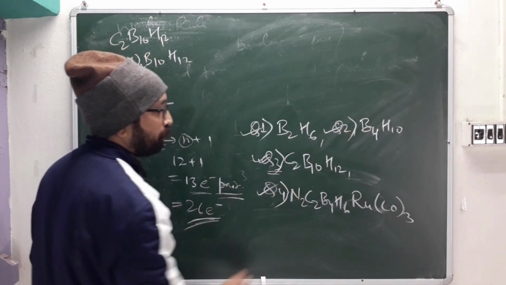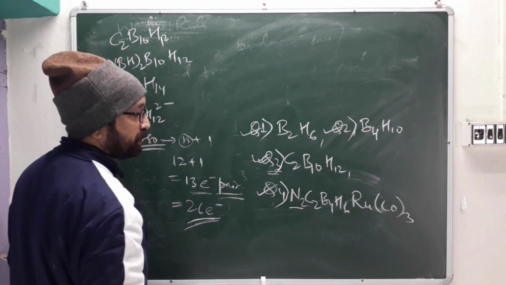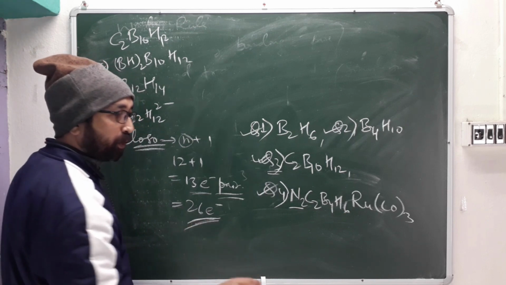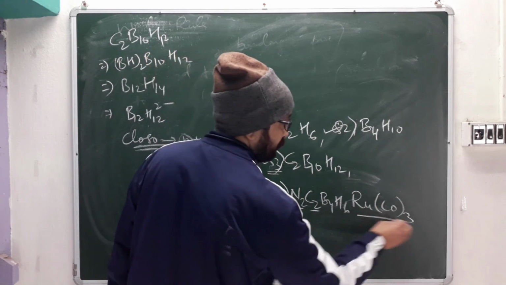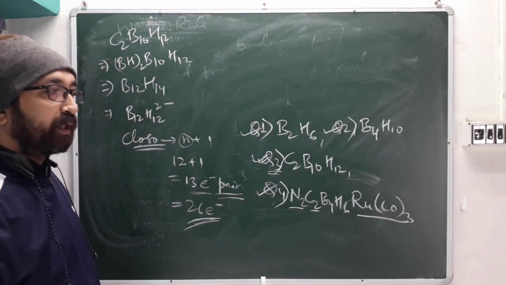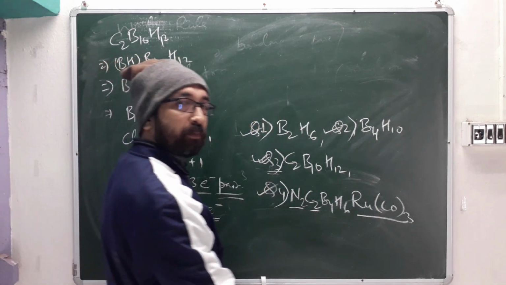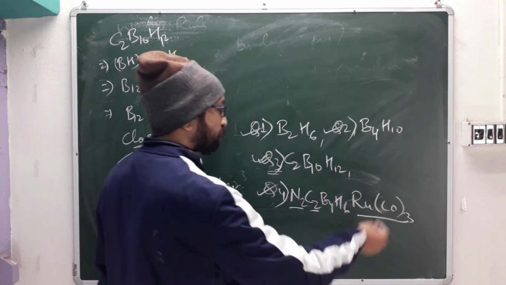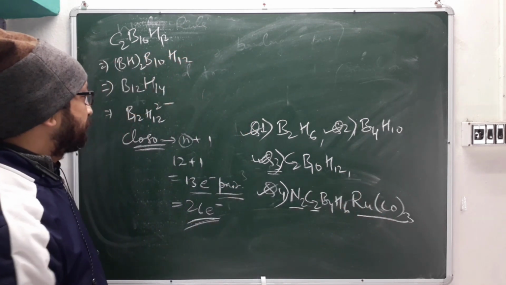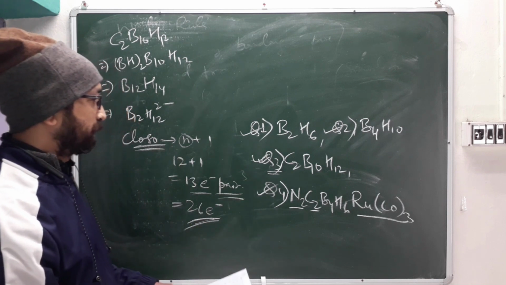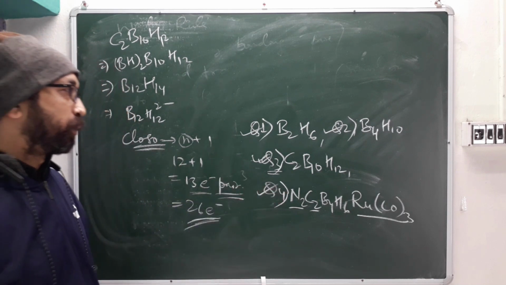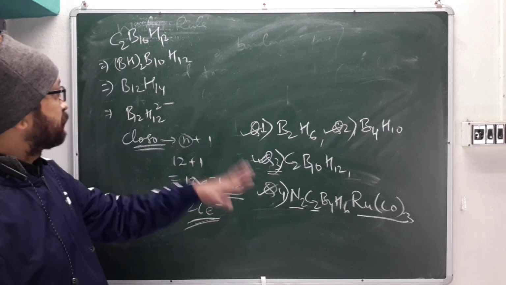And then question number 4, what you have to do is change this nitrogen and take the isolobal for boron. Here also carbon, change it to the isolobal of boron. Here also ruthenium and this carbonyl, change it to the isolobal of boron. Then together you just see how much it is coming, whether it's a closo, nido or arachno. Whatever is coming, based on that you solve it.